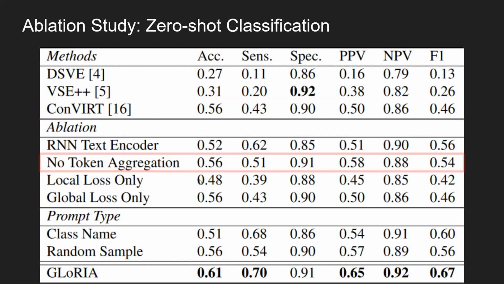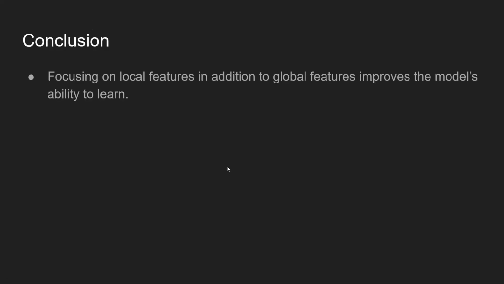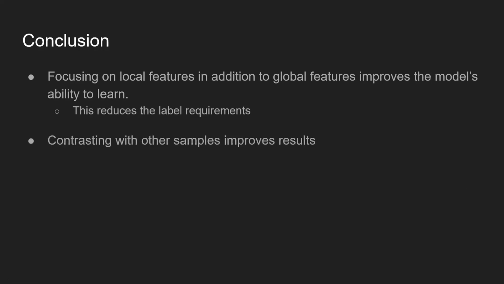And so on. All right. In conclusion, focusing on local features in addition to global features improves the model's ability to learn. This reduces the label requirements. Contrasting with other samples improves the results, at least in the case of medical imagery. Then I want to discuss the strengths of the paper.